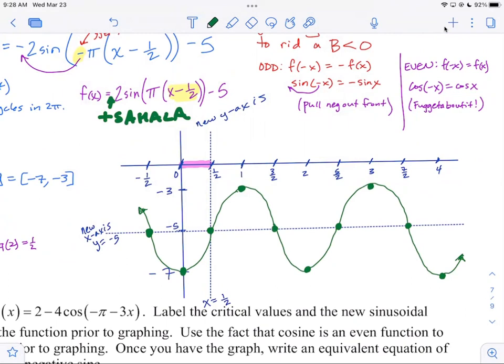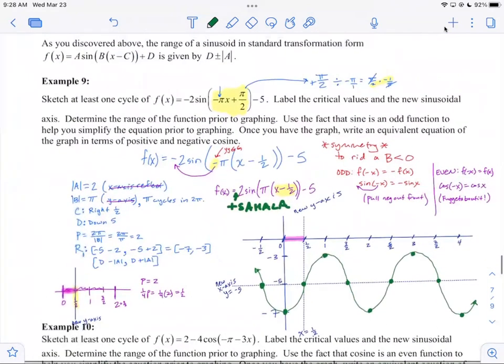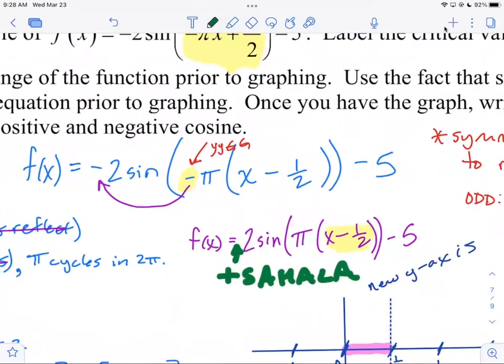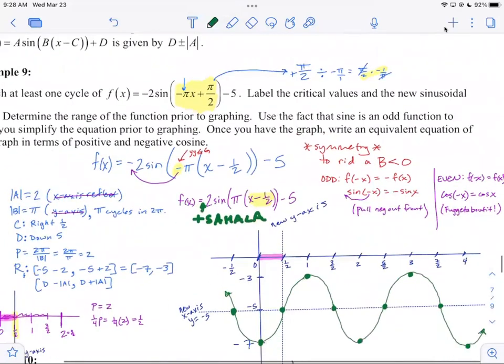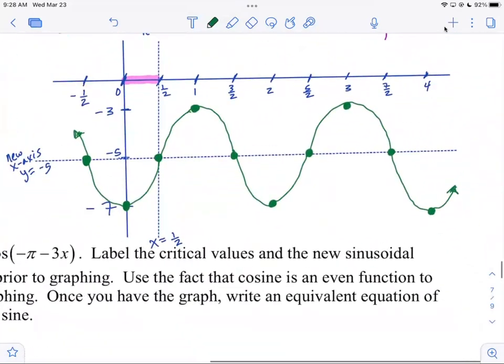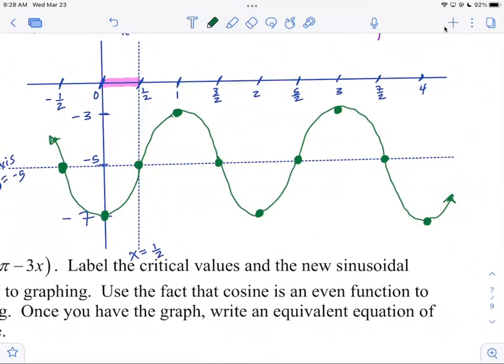Now, here's what we're going to do. This started as a positive sine. That's how we generated the graph. But now we are going to write several different equations for this function that give the same graph, but are in terms of either negative sine or plus or minus cosine.